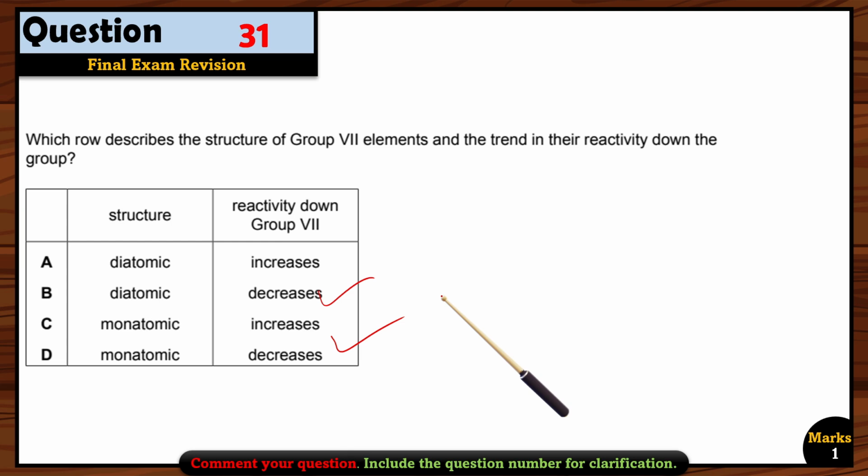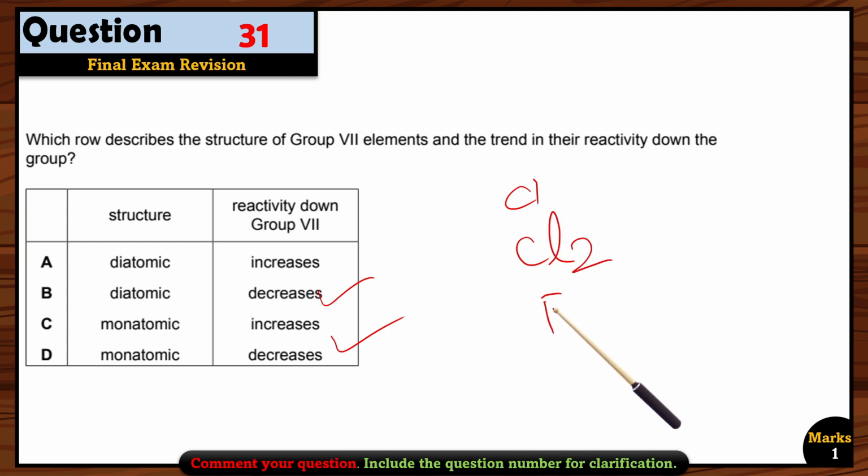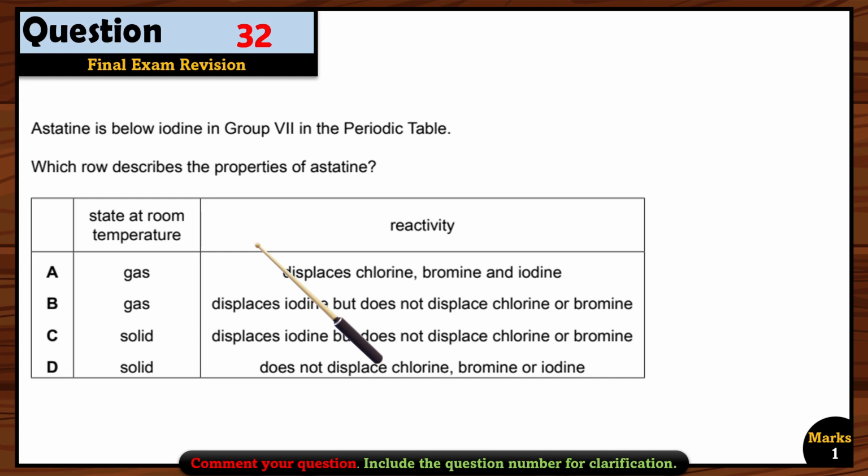Now let's see about the structure. Group 7 non-metals are always present in a diatomic form in nature. Okay, they are never present as monoatomic. For example, chlorine is never present in nature like this. It is always present like Cl2, fluorine F2, iodine also I2. So that's why they are always present in a diatomic form. So option B is the right option for this question.